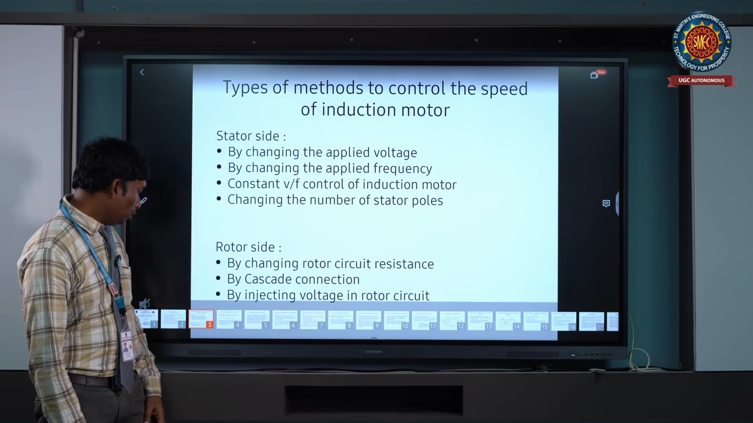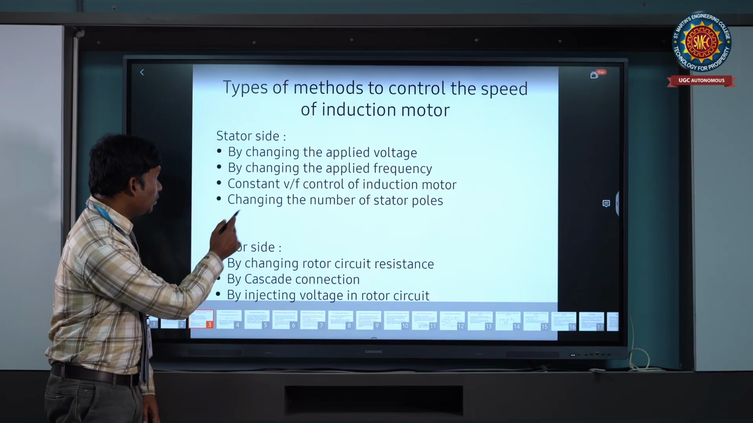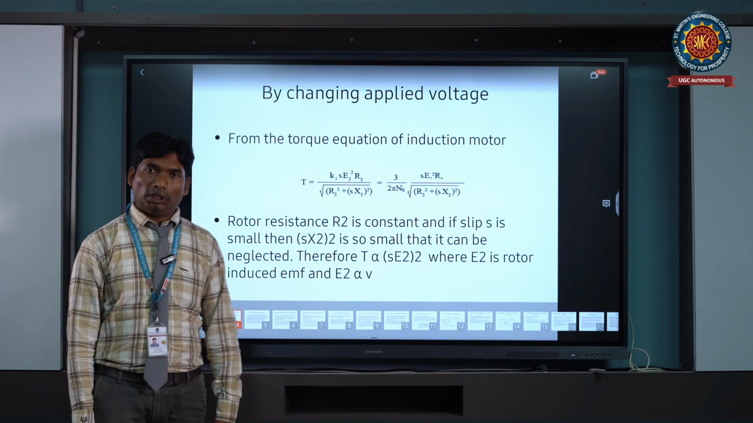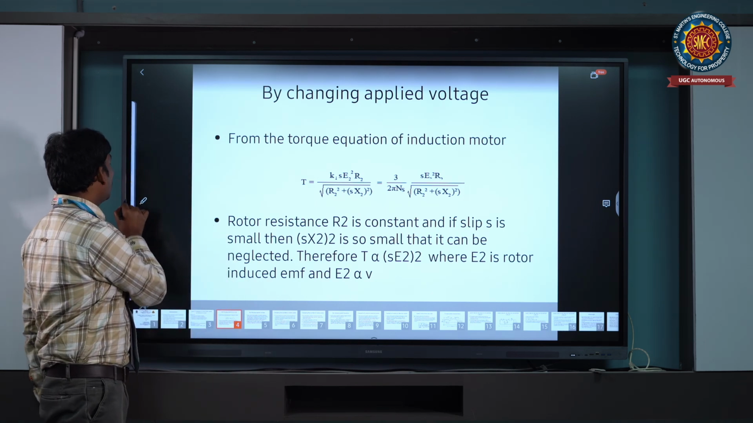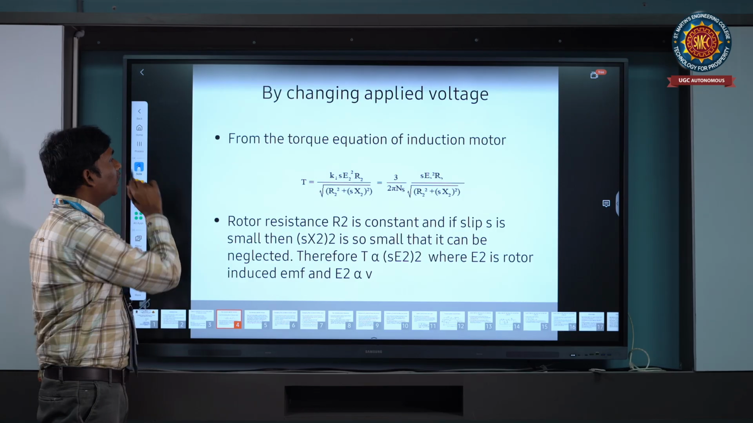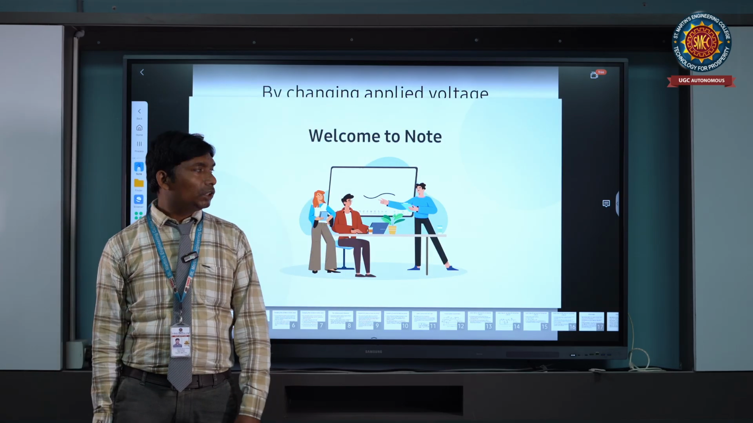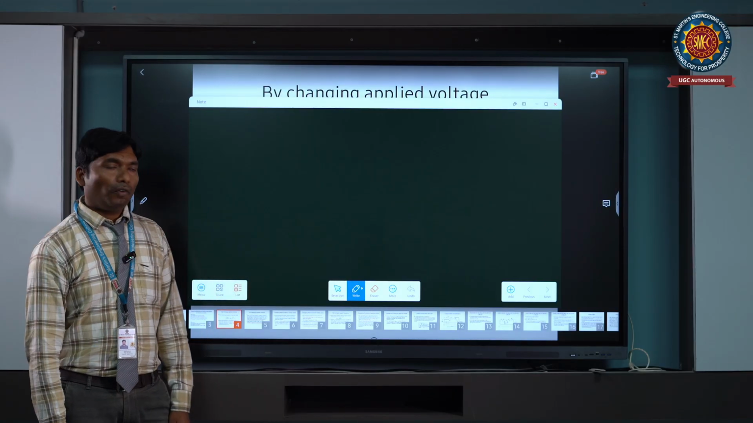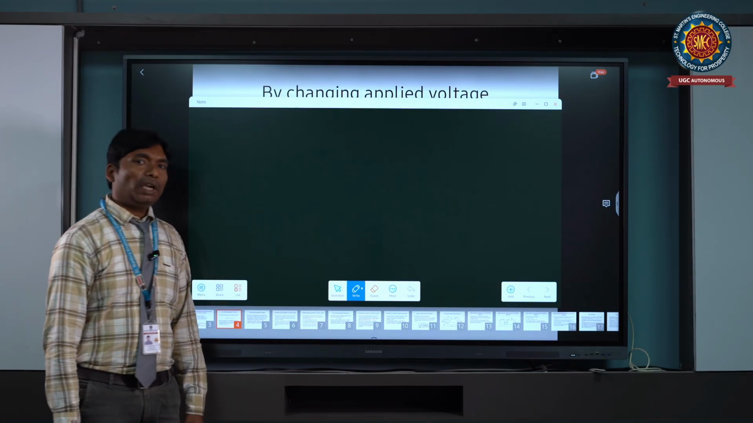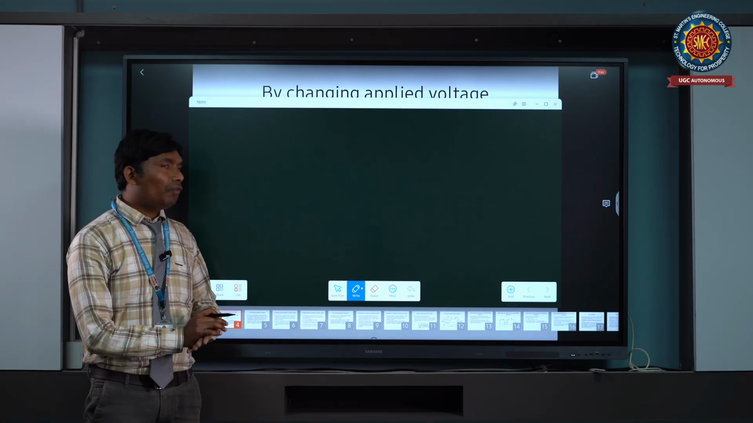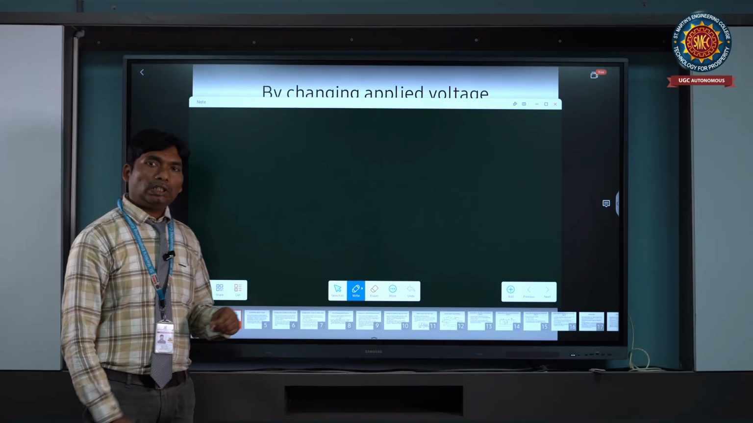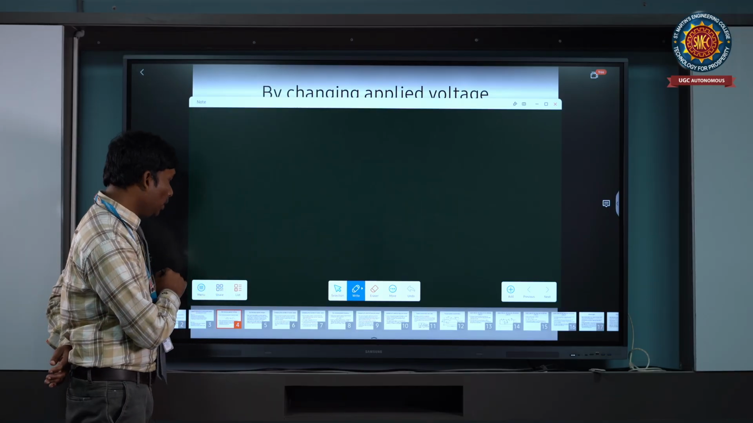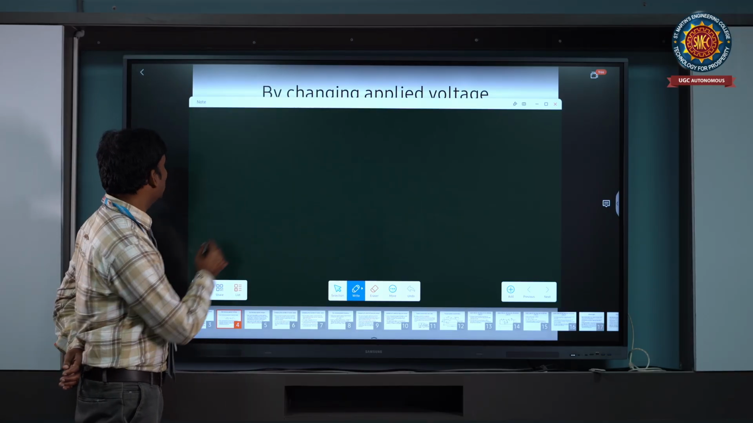Okay. Now I am going to discuss the first method, that is speed control by changing the stator voltage. The torque developed by three-phase induction motor is directly proportional to the square of the applied voltage. That is, torque is directly proportional to V squared. To apply the variable voltage to the induction motor, we have to connect one three-phase auto transformer in between the supply and induction motor. Now I am drawing the block diagram of the stator voltage control method.